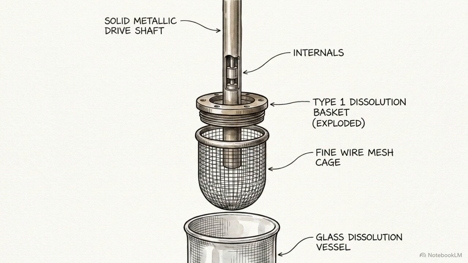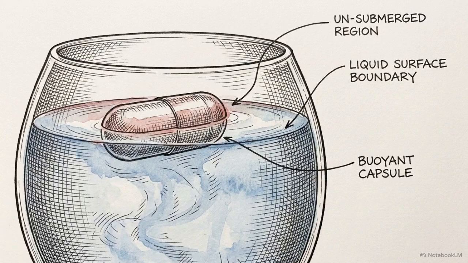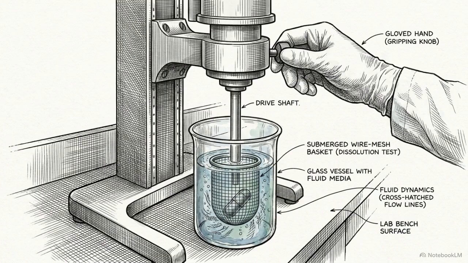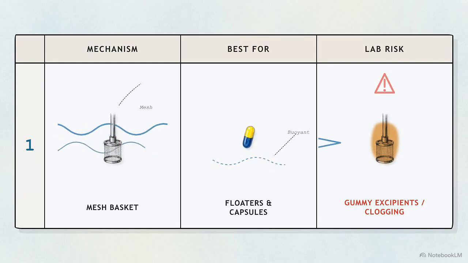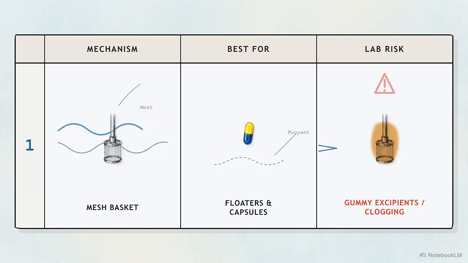Type 1 is the basket apparatus. The engineering relies on a spinning mesh cage that controls how fluid moves on the drug. That cage traps buoyant capsules and tablets, keeping them submerged in the media for the entire duration of the test. For Type 1, the mechanism is the mesh cage, and the ideal match is any formulation that floats. However, if your formulation has gummy excipients, they will clog the tiny holes in that mesh. This blocks fluid flow and invalidates your test data.